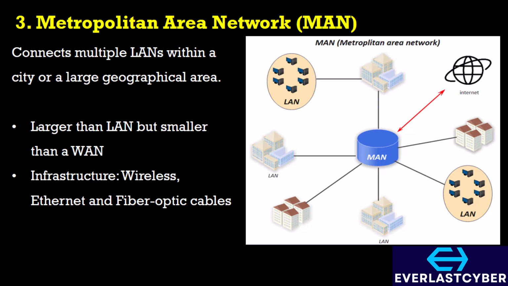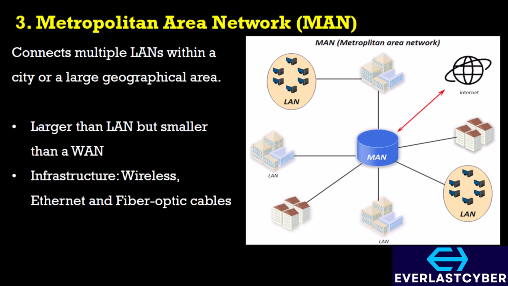Some examples of MAN use are citywide networks. It's used in educational institutions as well as corporate networks. There are a few advantages of the MAN. The first one is that it provides high-speed connectivity, which is essential for applications requiring substantial bandwidth like video conferencing and large file transfers. It is also very reliable and has low latency, which is critical for real-time applications.